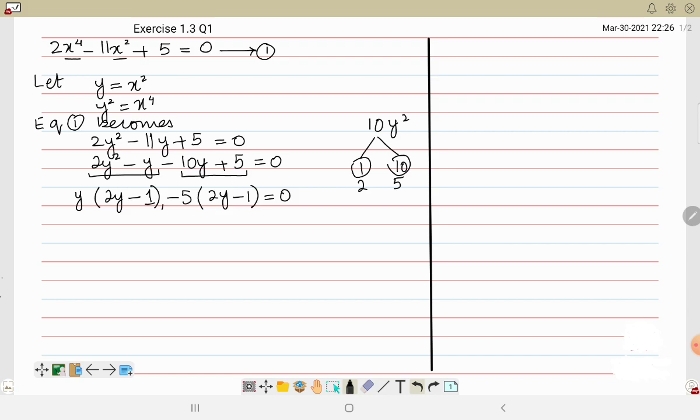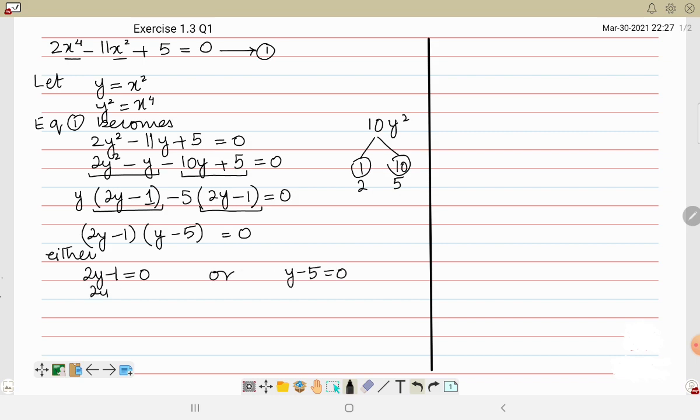So again you see this 2y minus 1, this is again the common thing which is present in this equation. So again we'll take this common. 2y minus 1 is common. We are left with y here and we are left with 5 here. So now we got two factors. What do we write? Either 2y minus 1 is equal to 0, or y minus 5 is equal to 0. Now we'll just find out the values of y here.